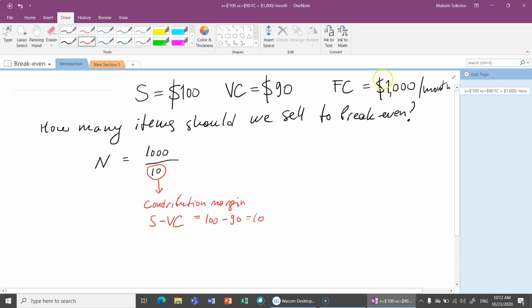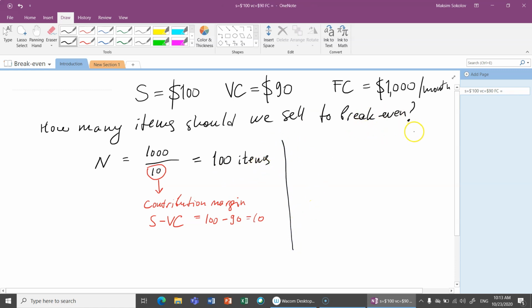In this example, fixed cost is $1,000, and every time you sell a product, you make that contribution margin $10, which means that you need to sell 100 items to break even. If you sell 100 items, you will break even. Every item you sell, you make $10. If you sell 100 items, you make $1,000, and you use that $1,000 to pay off your fixed cost. At that time, you break even.